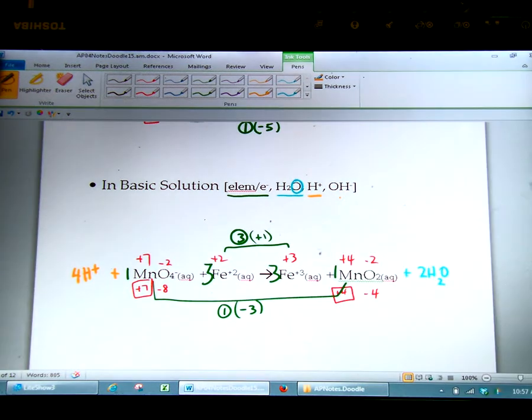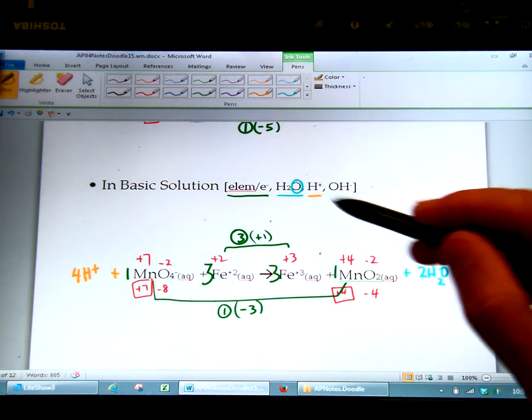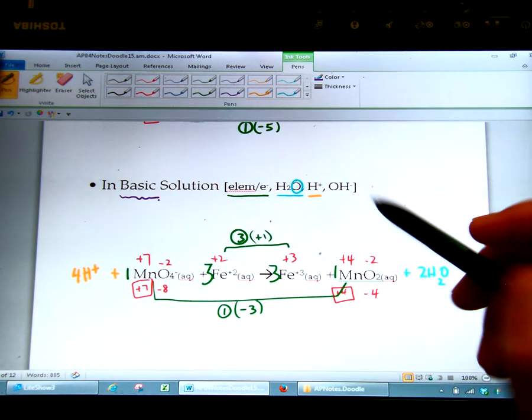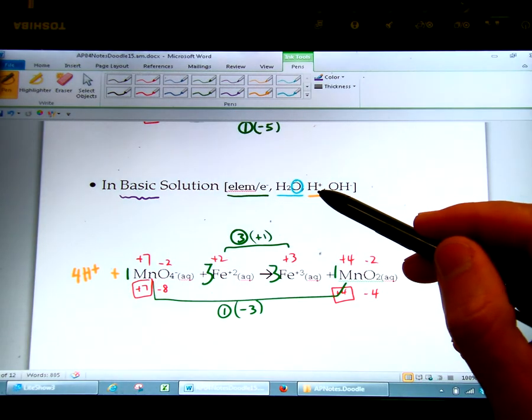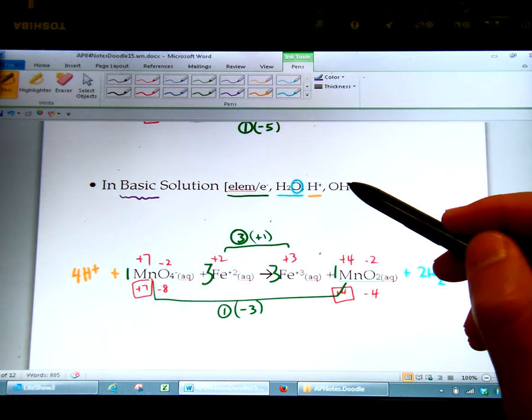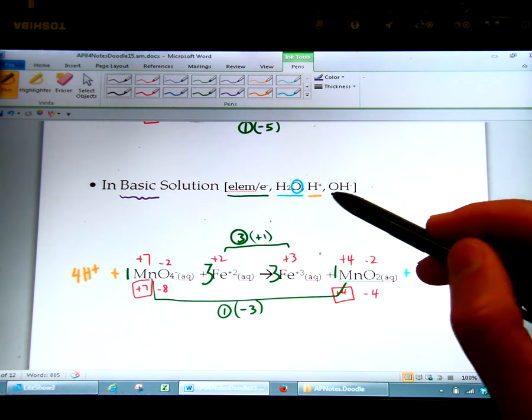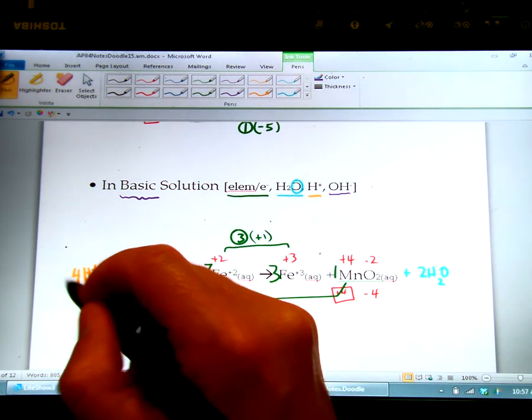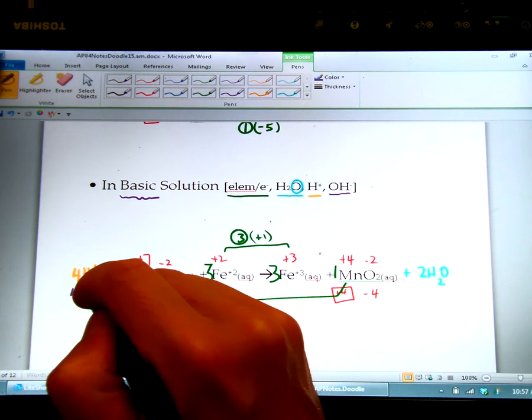Now the extra step is the hydroxide step. The reason why I need this step is because this is a basic solution. If you have a basic solution, you cannot have H pluses floating around. That would make it acidic. So on paper, what you do is you neutralize your H pluses with OH minuses. So the exact same number of H pluses you have floating around by themselves, you have to add the exact same number of OH minuses as well.